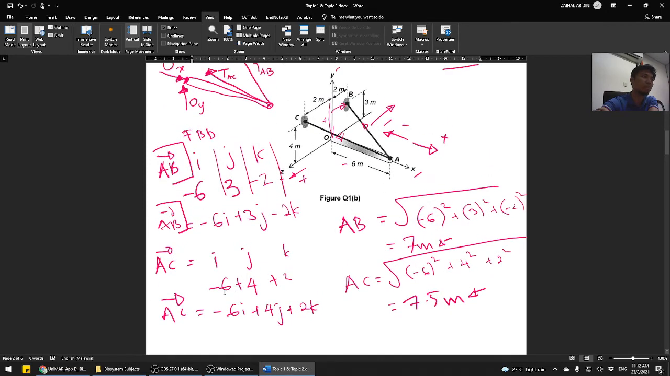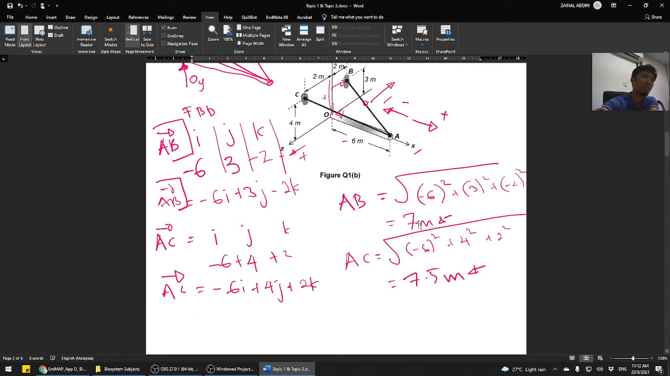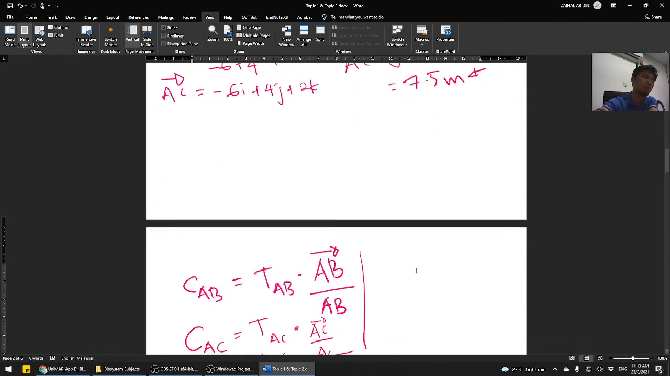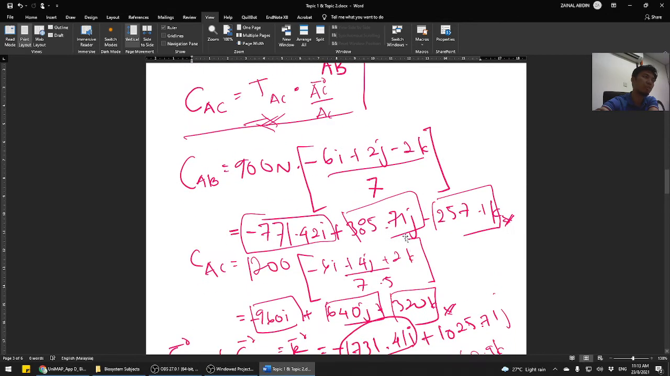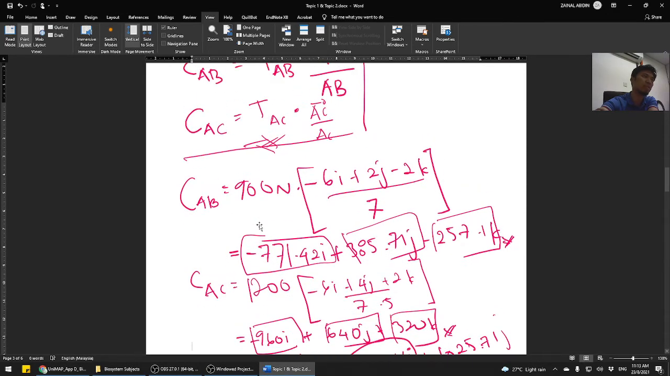Kalau you decrease, so here is minus 6 become minus 3 for the AC. And the AB minus 6 here become minus 3. So if your minus here is reduced to 3 and 3, so your distance also will be reduced here. Distance AB will reduce, distance AC will reduce. Okay? So you expect 900 Newton.